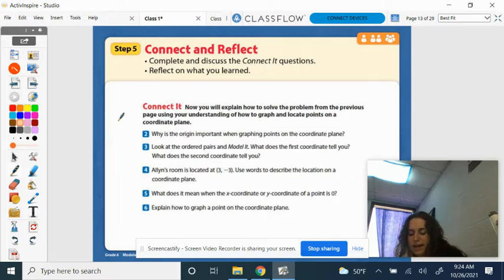So look at the connected questions. Now we should be able to do these 5 questions because we just graphed it. I'm going to give y'all maybe a minute or so, since you actually have to write a sentence for each. Go ahead and answer these questions, and then we'll go over them as a class.